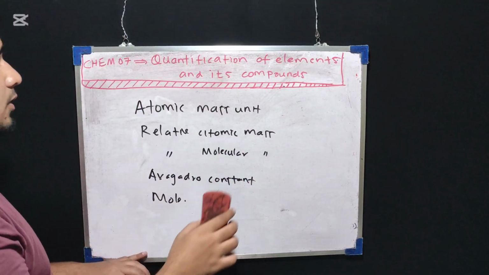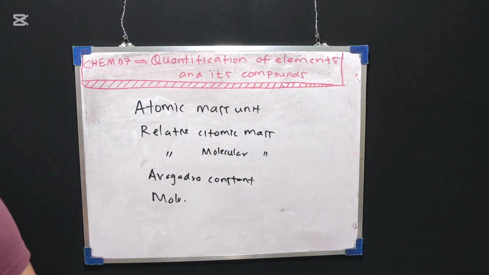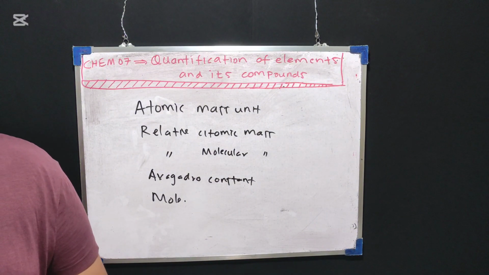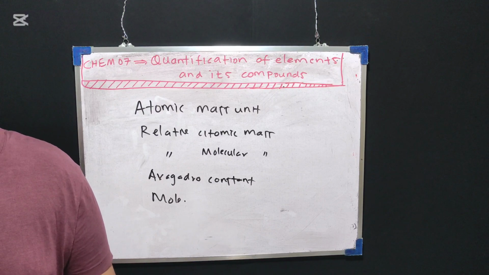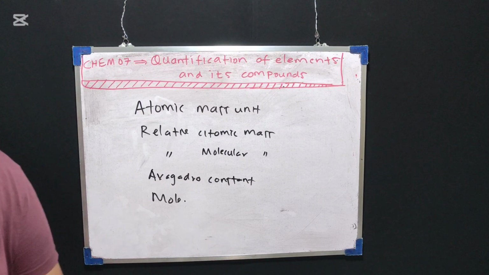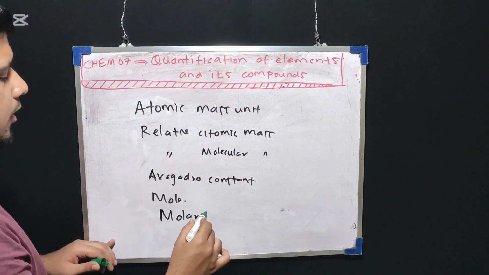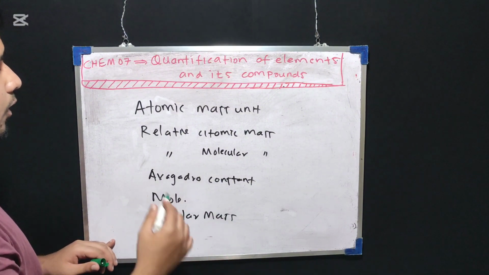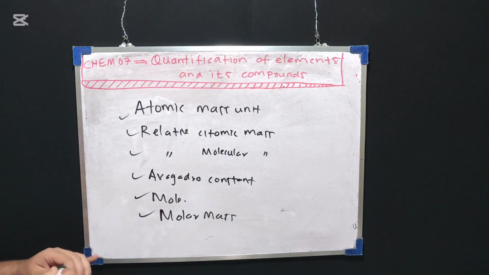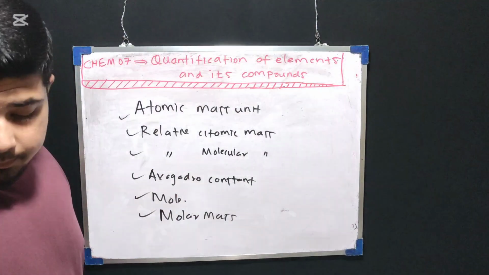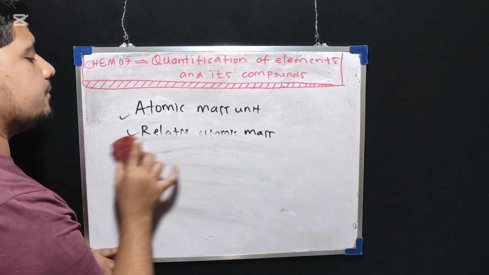Okay, so on that basis, let me start the topic. This is what we are going to discuss. 1, 2, 3, 4, 5. Five topics we are going to discuss: atomic mass unit, relative atomic mass, relative molecular mass, Avogadro constant and mole, and then there is another topic, molar mass. We are going to clear all these topics. Let me start the session.